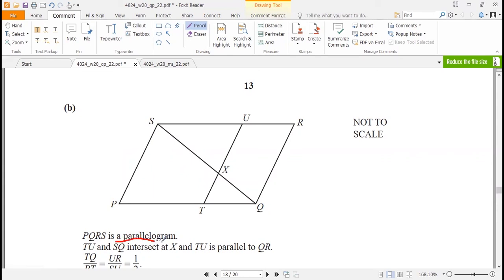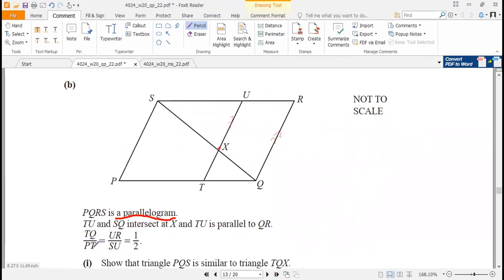PQRS is a parallelogram and TU and SQ intersect at X. This is the point X. TU is parallel to QR. TU is also parallel to QR. Now PQ upon PT is equal to UR upon SU is equal to 1 upon 2.